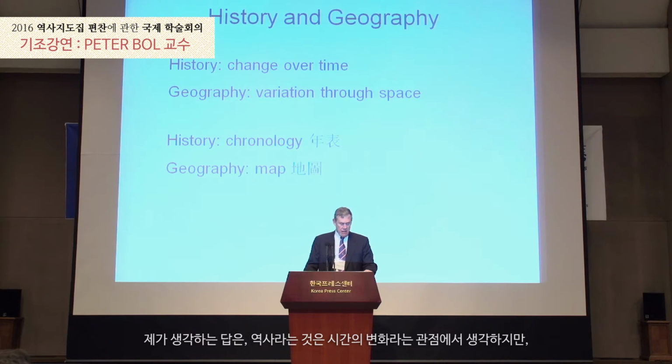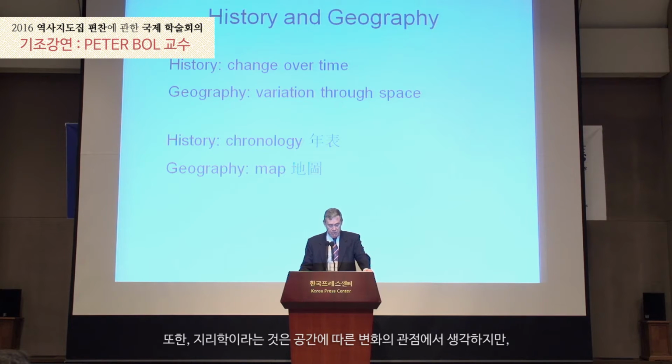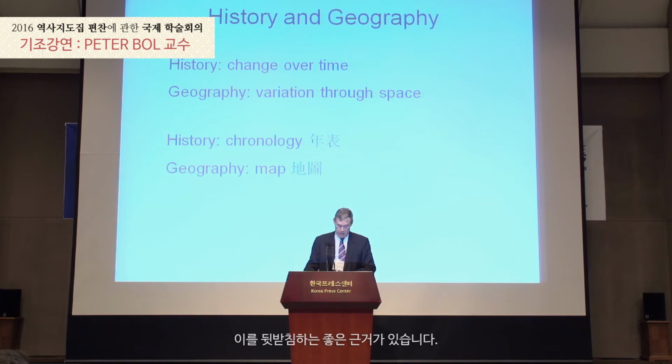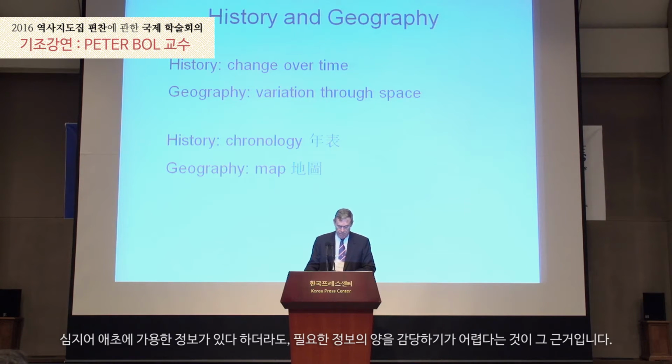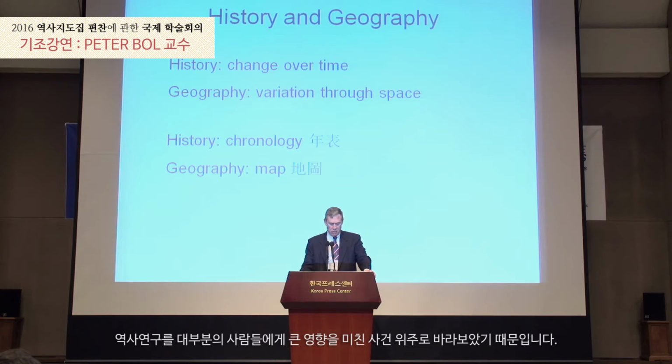The answer, I think, is that history thinks in terms of changes over time, but it is very weak on seeing how this varies across space. And geography thinks in terms of variation across space, but is weak on tracking changes over time. There's good reason for this. It is hard to manage the amounts of information that are required, even assuming that the information is available in the first place. One reason history has so often been written as a history of the struggle for power is that the study of the past pays closer attention to those events that have consequences for the most people.